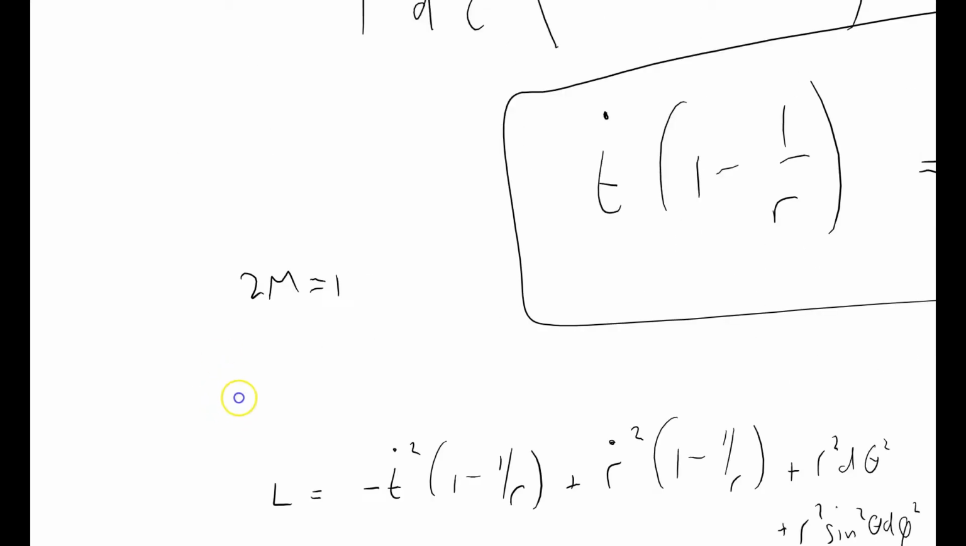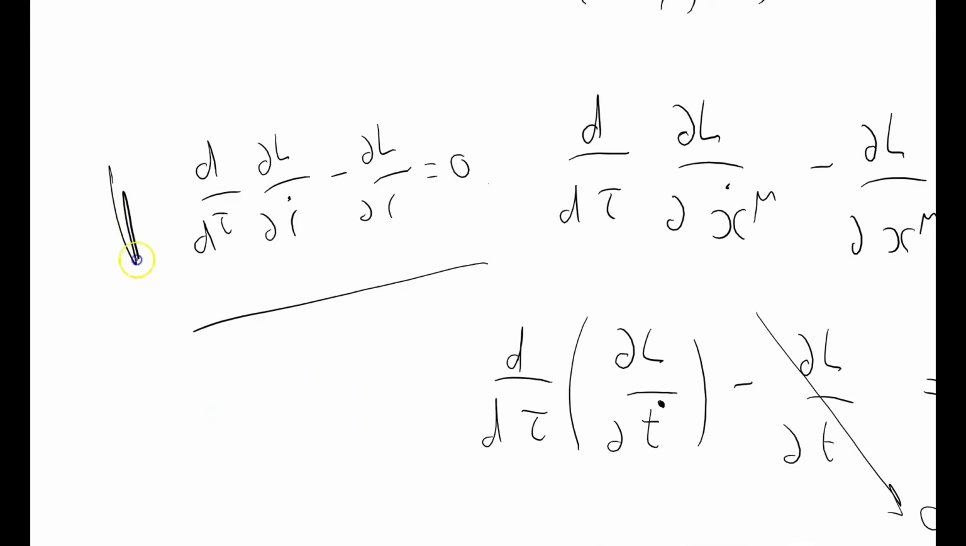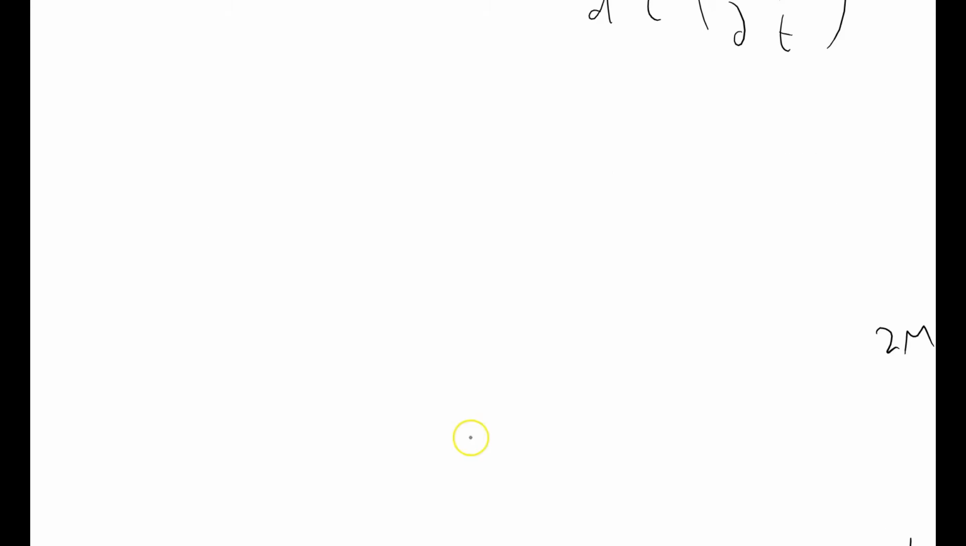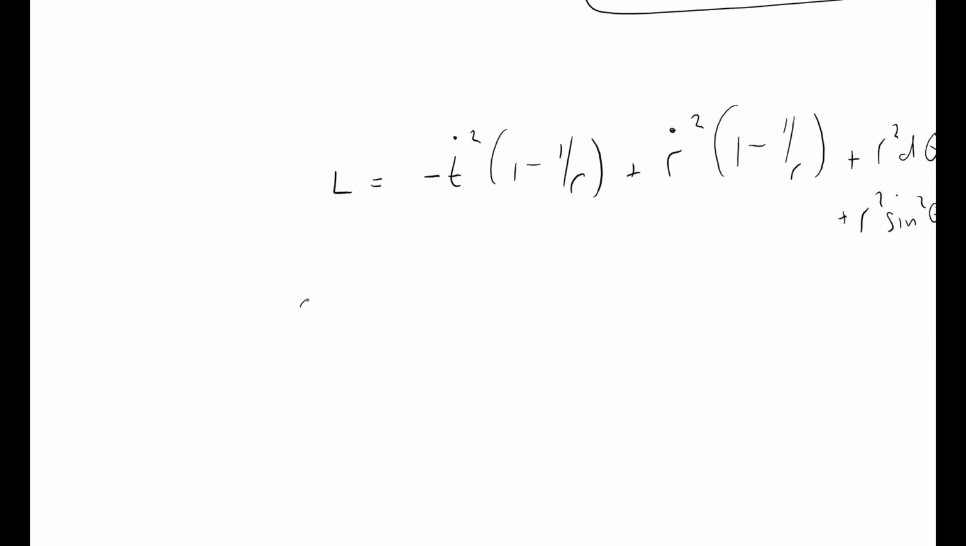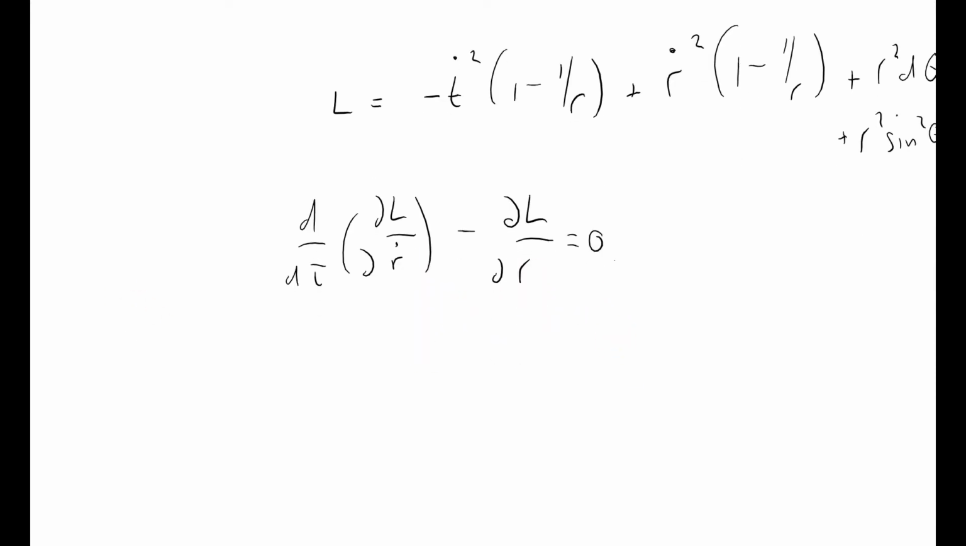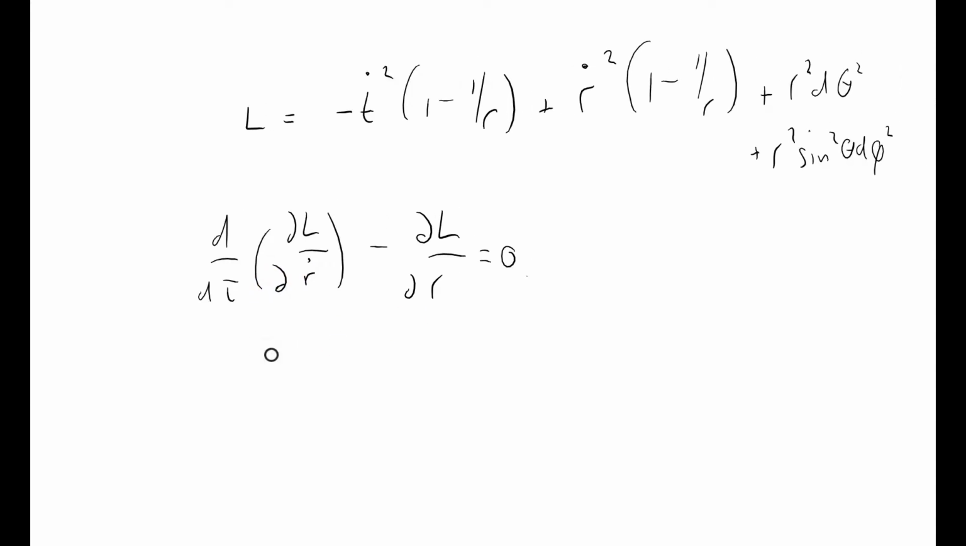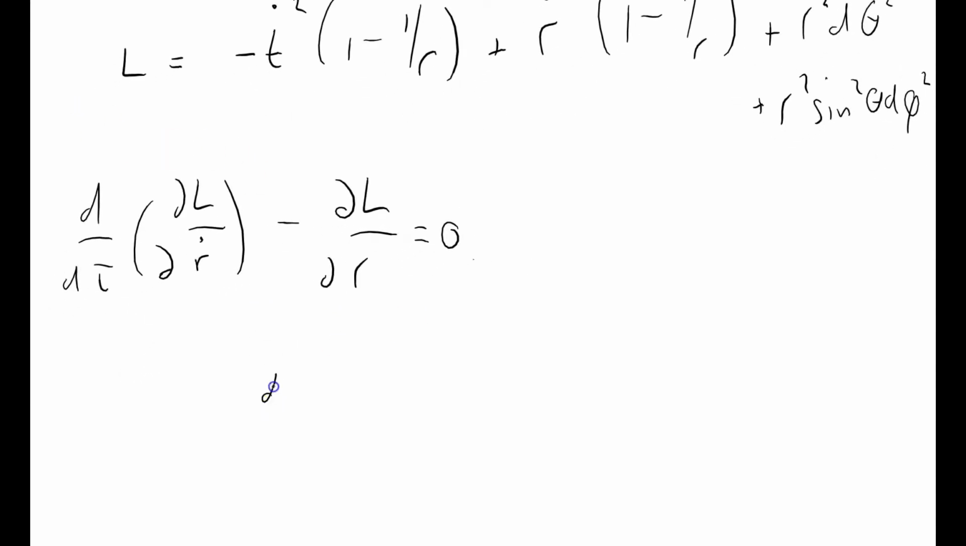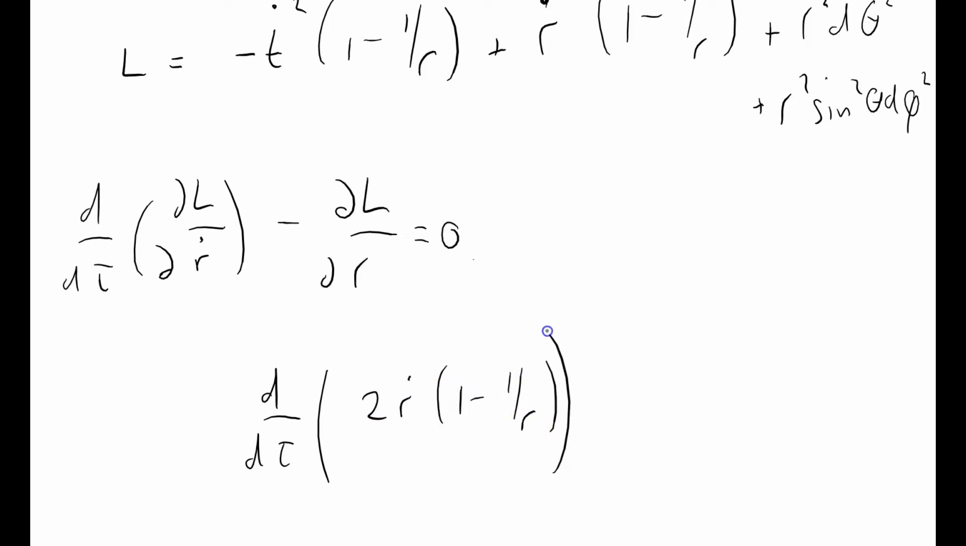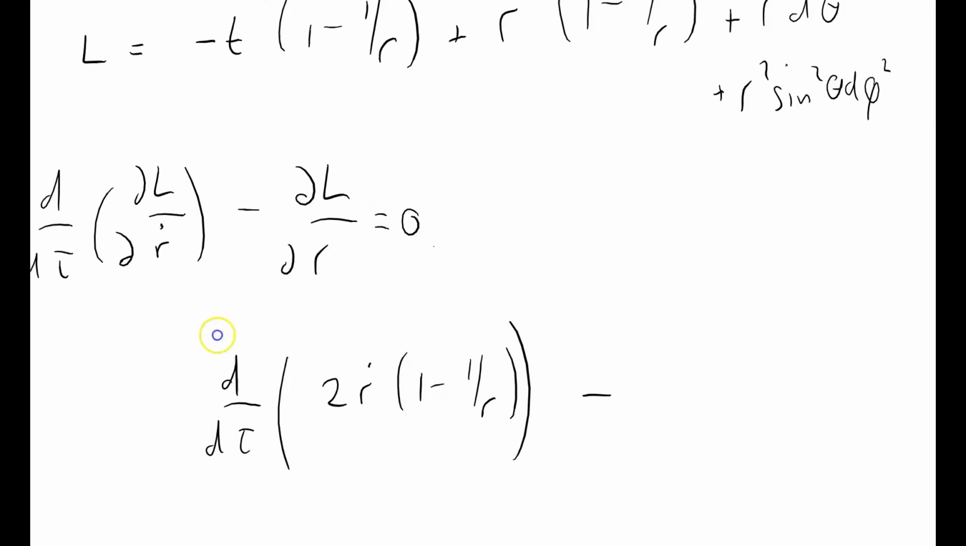And the equation that we had was up here somewhere. There it is: d by d tau of ∂L by ∂r dot, minus ∂L by ∂r equals 0. Okay, well let's just do it. d by d tau of ∂L by ∂r dot. The only r dot term is this one here, so it's 2r dot (1 minus 1 over r), minus ∂L by ∂r.